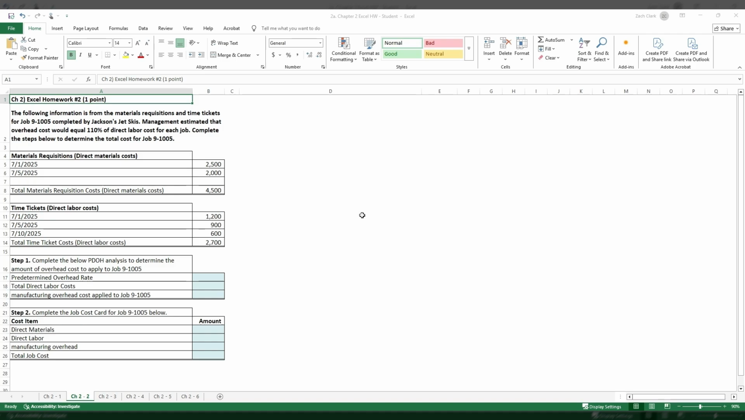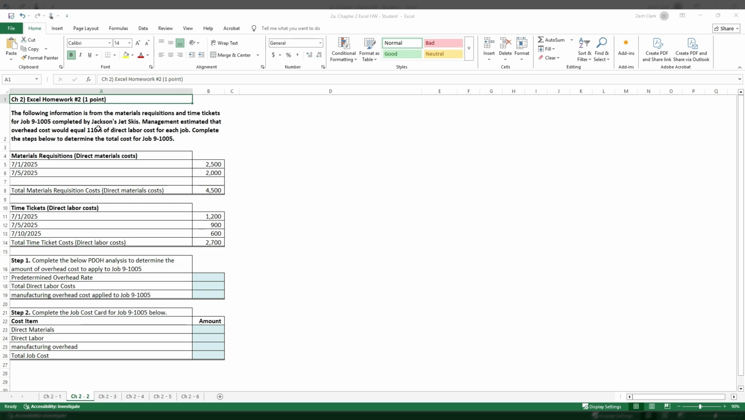All right, this is our second video in the Chapter 2 Excel homework series, and in this problem, we've got some following information from materials requisitions and time tickets for job 9-1005, so just some identifying number. This is Jackson's jet skis. Management estimated that overhead costs would equal 110% of direct labor costs for each job. So that's that predetermined overhead rate that we've been talking about.